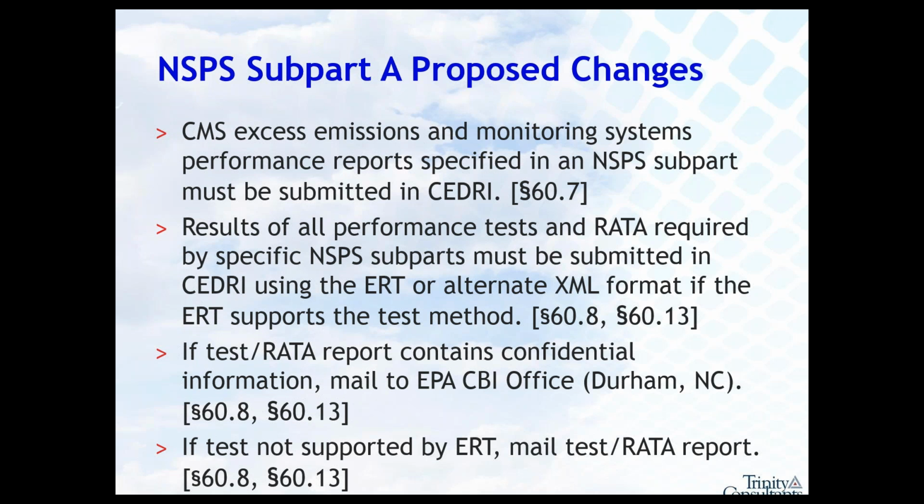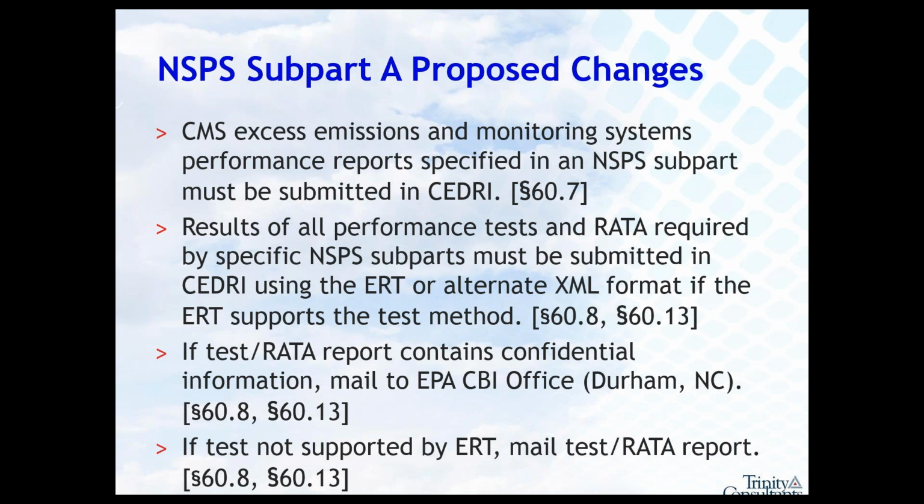The key changes proposed under this rule for the new source performance standards are the requirement to submit continuous monitoring system, excess emission and monitoring system performance reports, and the requirement to submit all performance tests and RADA required by a specific NSPS. Those are the two main ones. You can see here we've also got some options for submittal of confidential information that are being added to NSPS Subpart A.